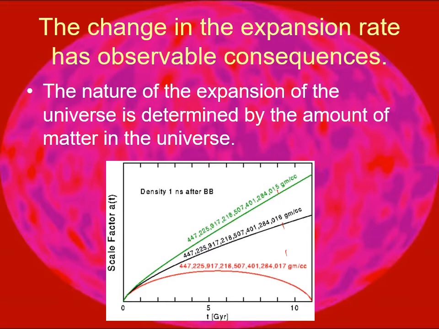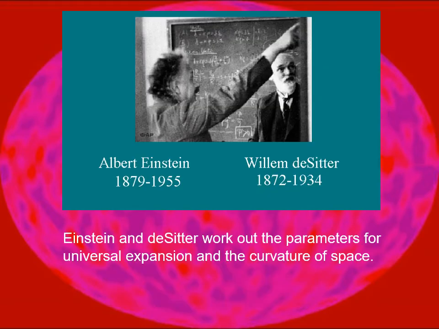So they were saying, well, what does this mean? It turns out that this was a major area of research, as to what does this mean. And it has to do with the curvature of space. Remember, gravity curves things. More gravity curves things more. Space is expanding and being curved. And so Einstein and Willem de Sitter worked out the parameters for expansion in the universe and the curvature of space.